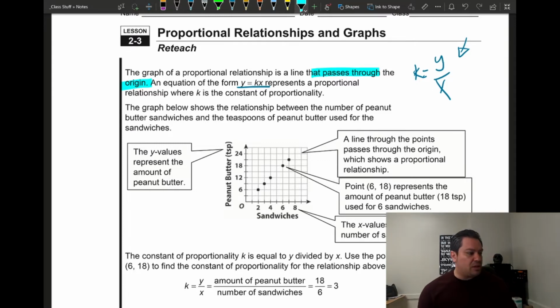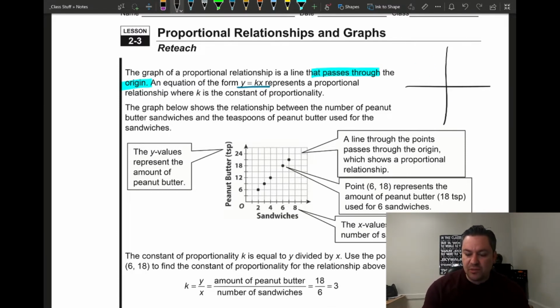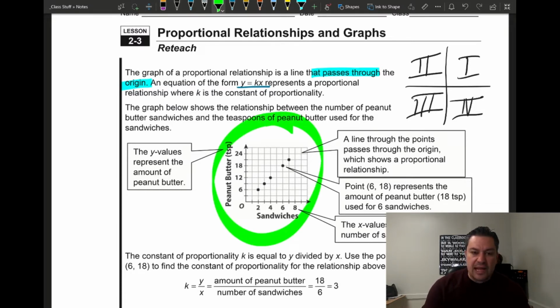Now, if you don't know what the origin is, whenever we have a graph, first of all, a little bit of background on graphs. We have quadrants: quadrant 1, quadrant 2, quadrant 3, and quadrant 4. Now if we look at this graph right here, that graph is that section only, quadrant 1. Everything is positive in that graph.